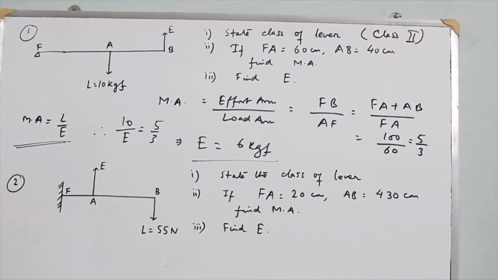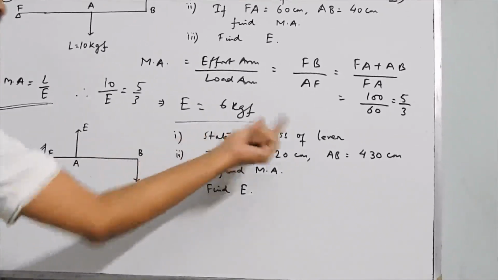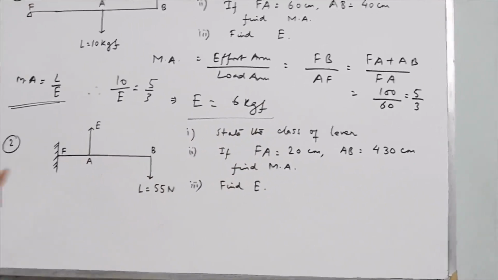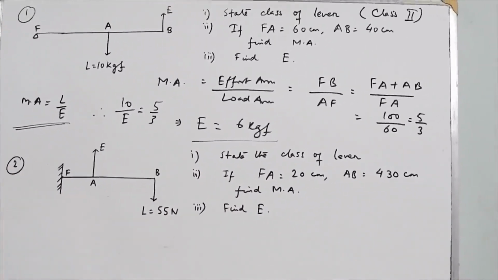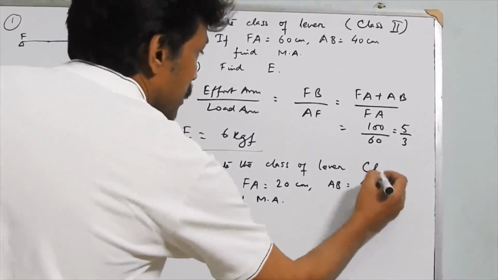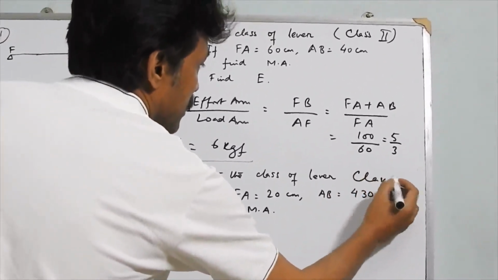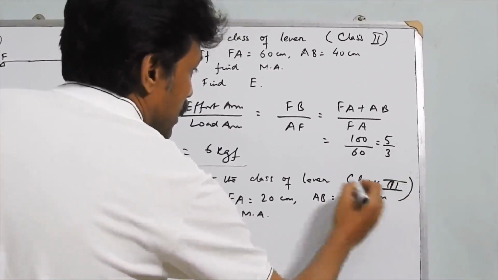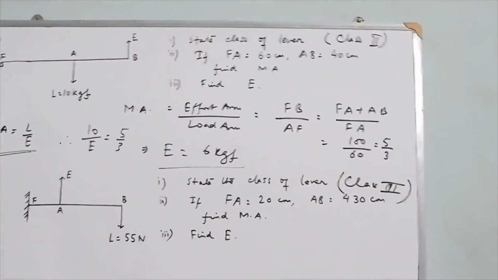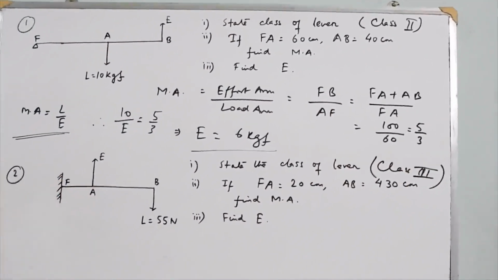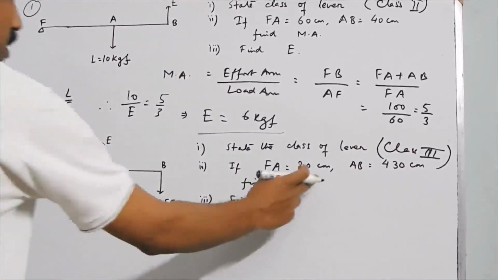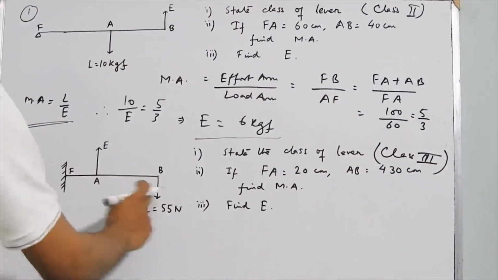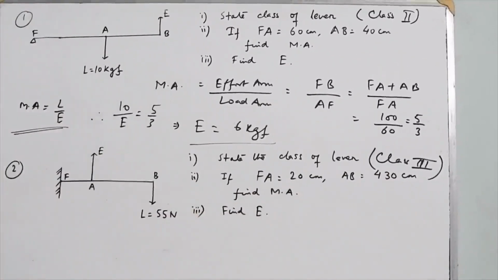So now for the second question, again we have to identify the class of lever. In this case you see that the effort is in between the load and the fulcrum, so obviously this is a class 3 lever. Class 3 levers are those which have the effort in between the fulcrum and the load. Now again it is given that FA is 20 centimeter and AB is 430 centimeter. We have to find MA.